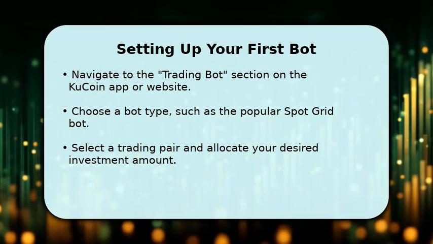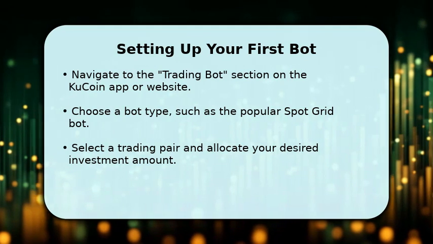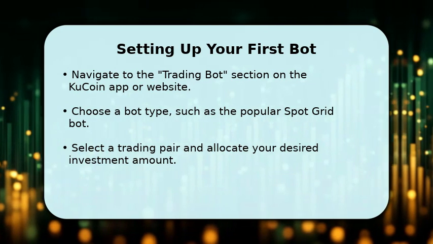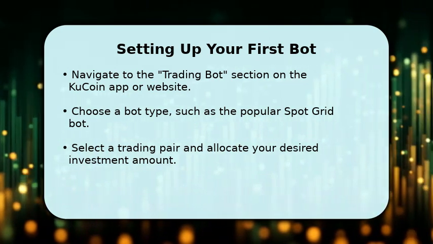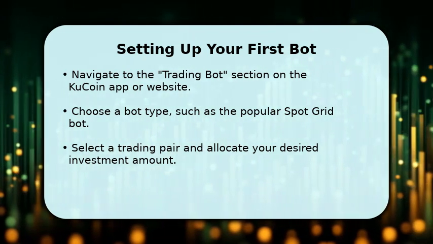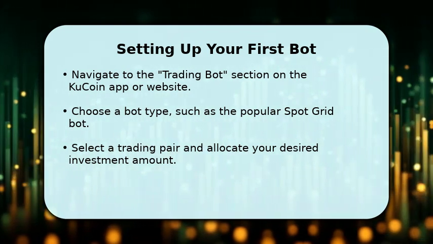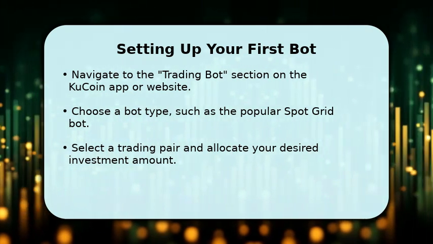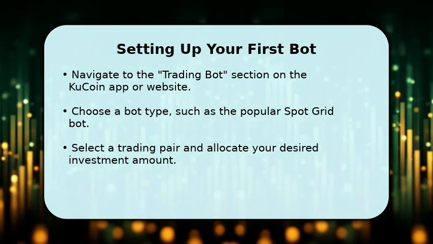To begin, open the Kucoin app or visit their website and find the Trading Bot section. For newcomers, the Spot Grid Bot is an excellent starting point. You'll then choose a cryptocurrency pair, like BTC versus USD, and decide how much capital you wish to invest. The platform guides you through each step, making the setup process straightforward and user-friendly.